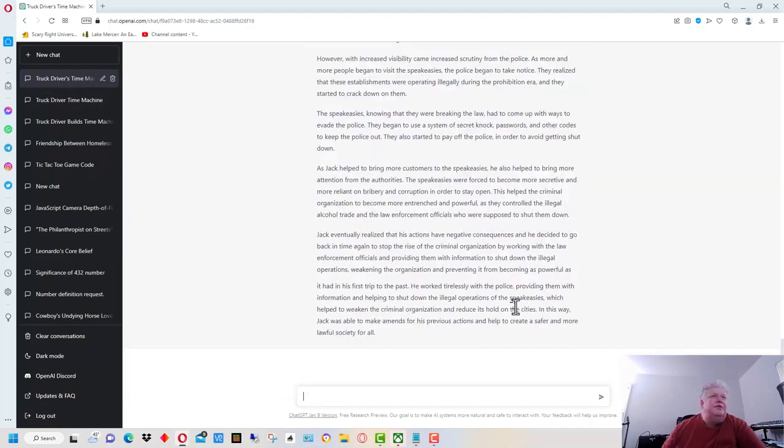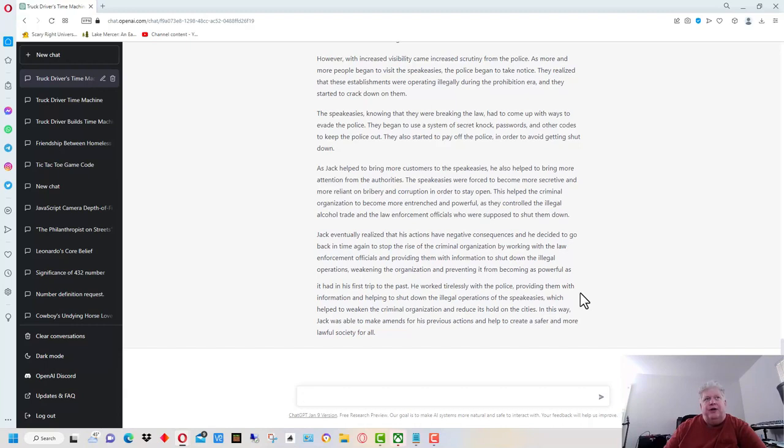And it goes on here to say that when he goes into the future, he comes back and helps the police shut down the speakeasies, as opposed to helping the speakeasies. So he kind of switches sides, and that's the second part of the story. We could go on and continue in that vein, and continue to prompt it and say, when he came back, how did he help the police? And it will continue to tell us more stories.